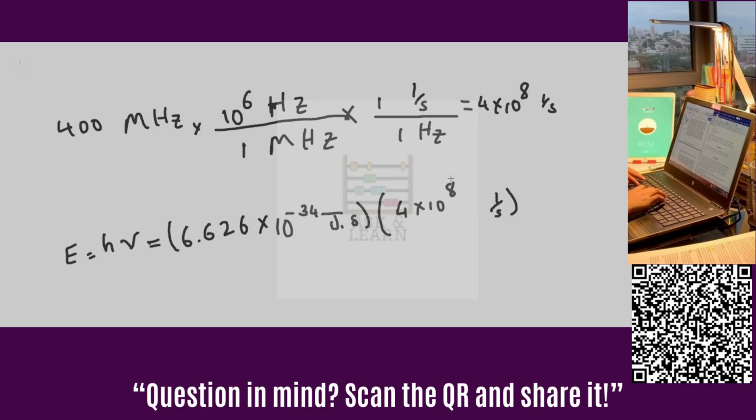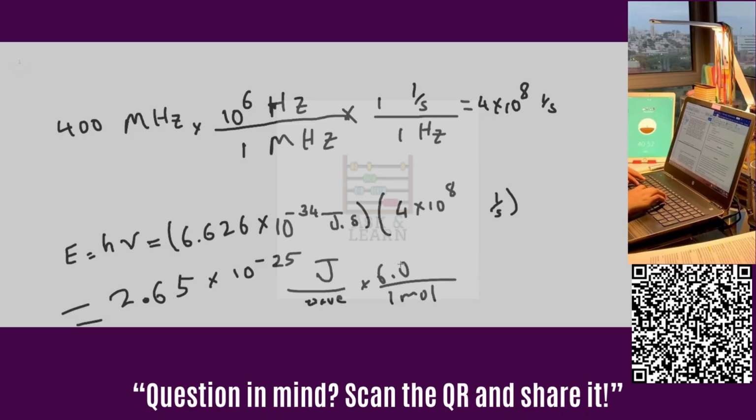So that means we multiply the earlier number by 4 times 10 to the 8. We're going to get 2.65, a decimal, times 10 to the negative 25. Notice the unit is joules. Now think of it as joules per wave or joules per particle. We need to convert that to moles. So 1 mole is 6.022 times 10 to the 23rd.